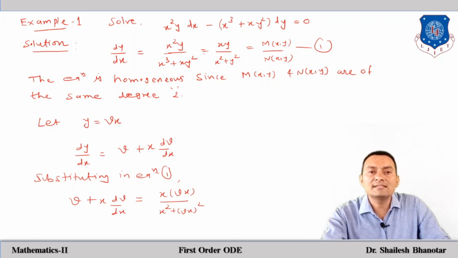x square y dx minus x raised to cube plus x y square dy is equal to 0. From the equation, it is very easy to say that this differential equation is nothing but homogeneous. Homogeneous means simply that each term has the same degree. So the first term has the degree 2 plus 1, so it is going to be 3, again 3, again 3.